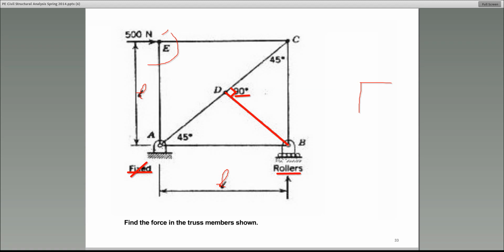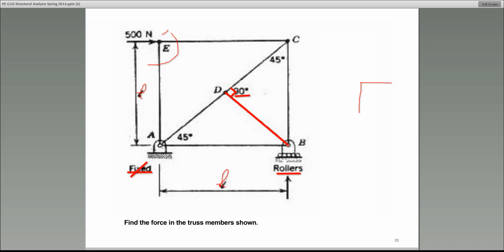Let me tell you something about 0 members. Vertical members are good candidates for being 0 members, but not all 0 members are vertical. As I showed you, BD is an inclined member and indeed is a 0 member.